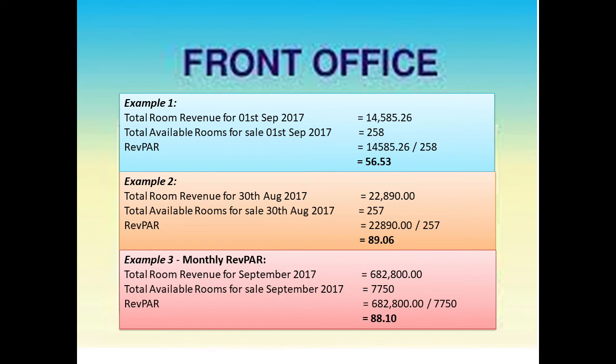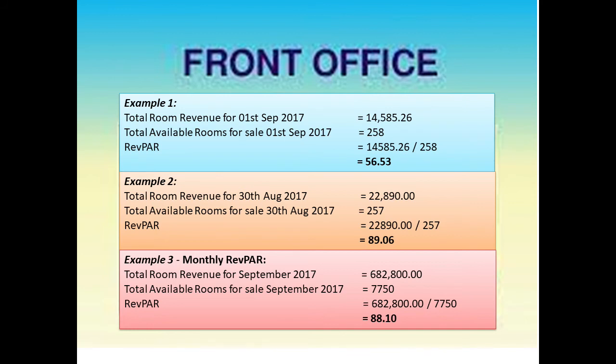For example number 2, the total room revenue for the 30th of August 2017 is equal to 22,890, while the total available rooms for sale on the 30th of August 2017 is equal to 257. The RevPAR is equal to 22,890 over 257, which is equal to 89.06.